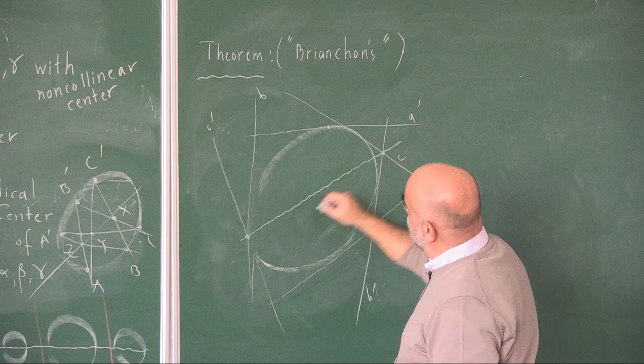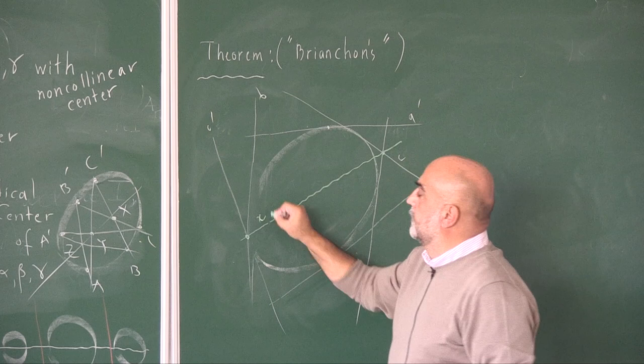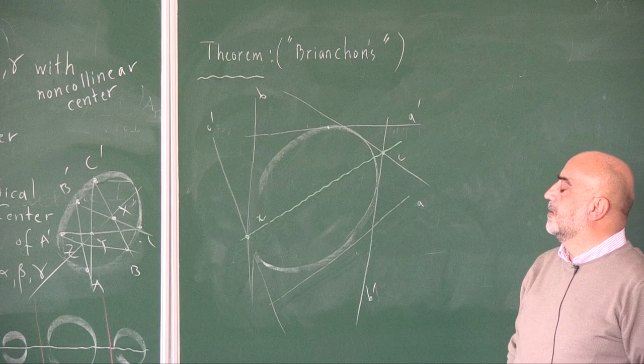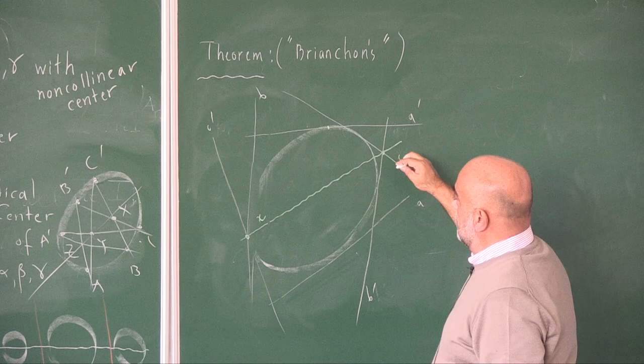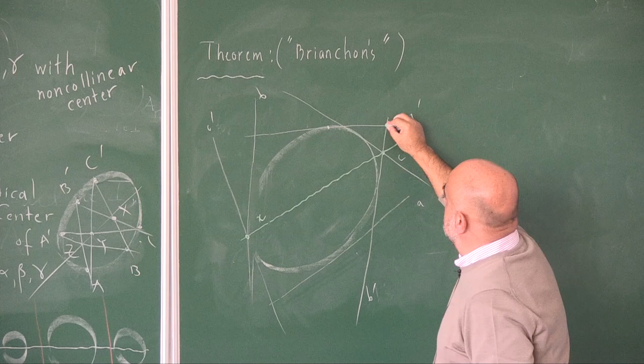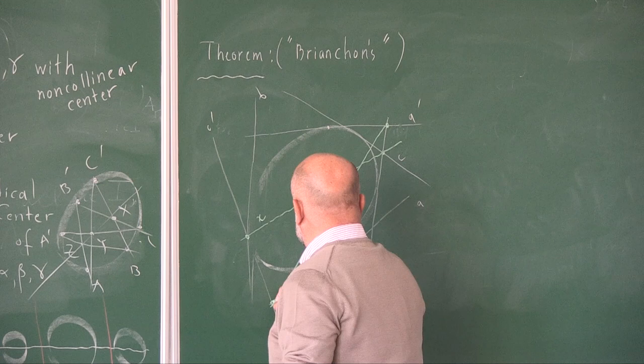So capital X is replaced by lowercase x to indicate that it's a line. I'm deliberately writing it in handwriting. Okay, and then let's say, C and A prime intersect in here, C prime and A intersect in here, and if I join these two points with a straight line like this, let's call it the straight line Y.